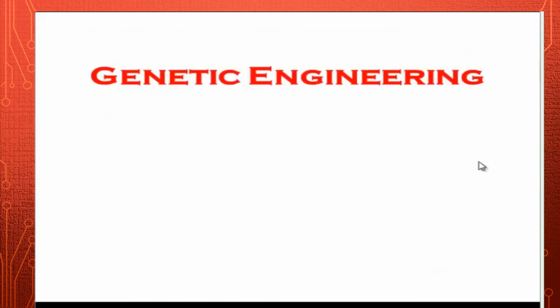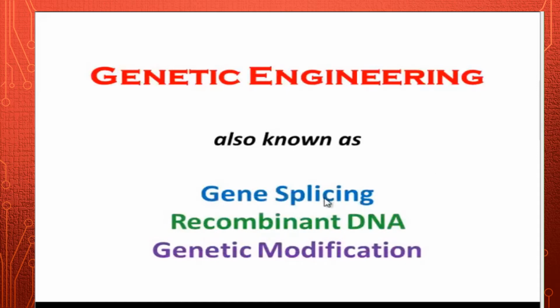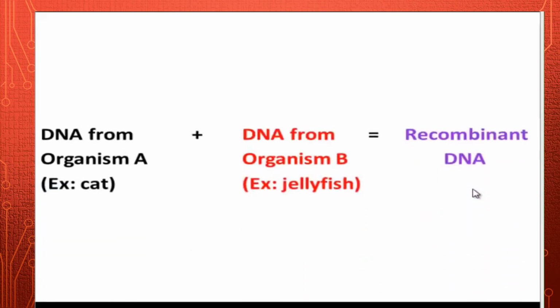These cats can glow in the dark. Now, is this a naturally occurring trait due to a random mutation? Nope, this is an example of genetic engineering, and we're going to take a look at how this process works in this video. Note that genetic engineering goes by different names. You might also hear it called gene splicing, recombinant DNA, or genetic modification. But all of these terms mean the same thing, which is basically this: taking DNA from one organism, combining it with another organism, and getting recombinant DNA, DNA from two different sources.